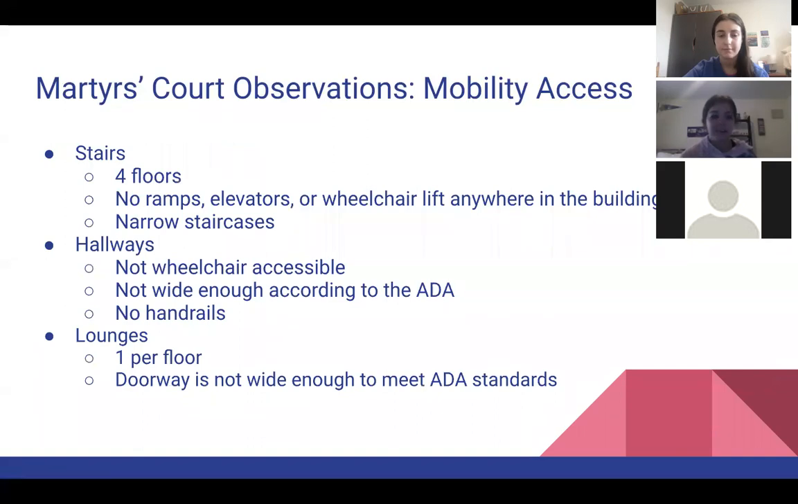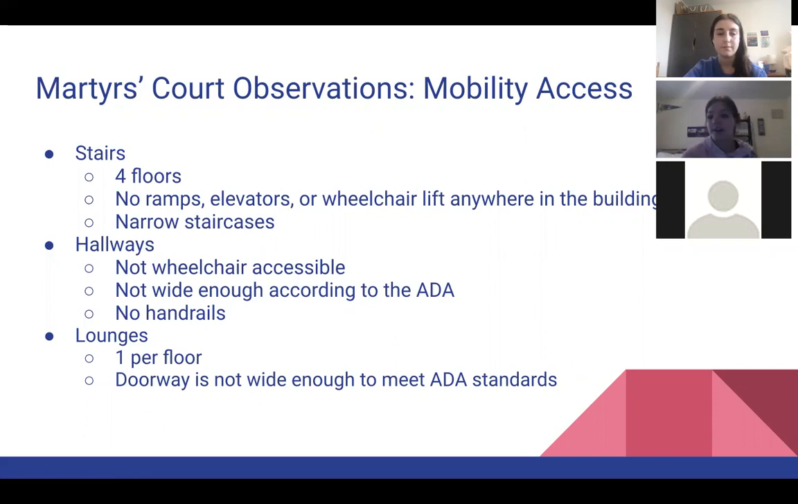Now we're going to talk about the stairs, the hallways, and the lounges. This building is overall just not accessible. There's 4 floors. There's no ramps, there's no elevators, there's no wheelchair lift anywhere in the building. So anyone with a disability should definitely not be living in this building. And the staircases are also very narrow.